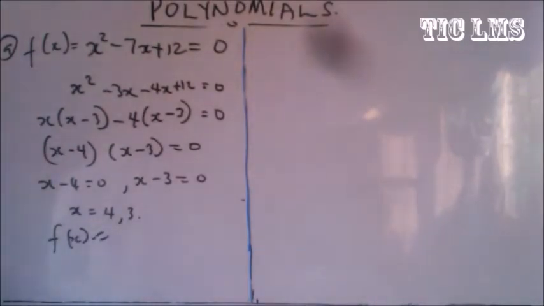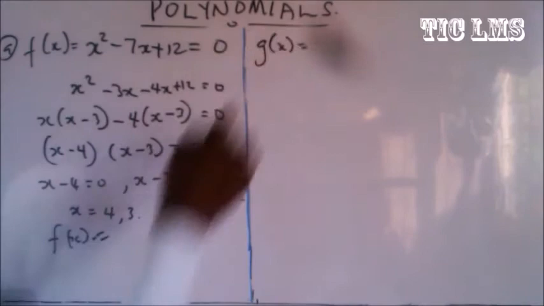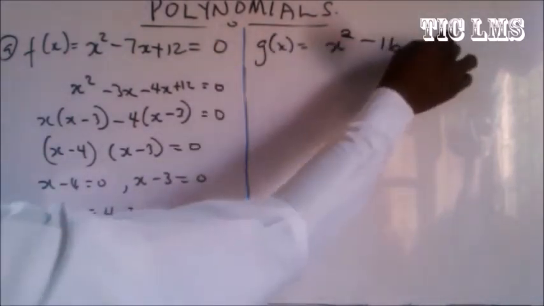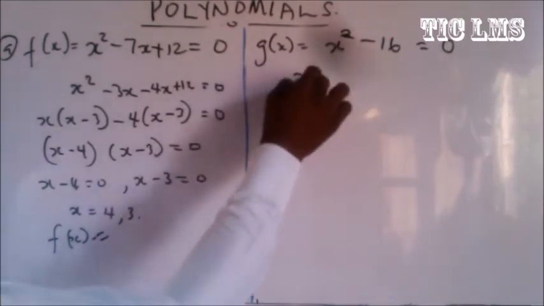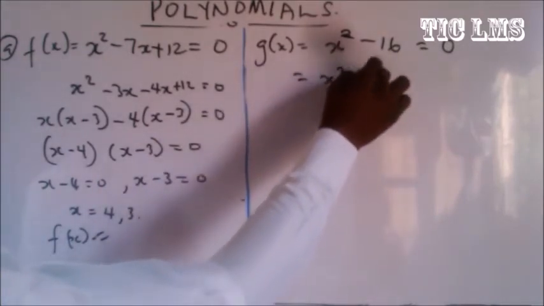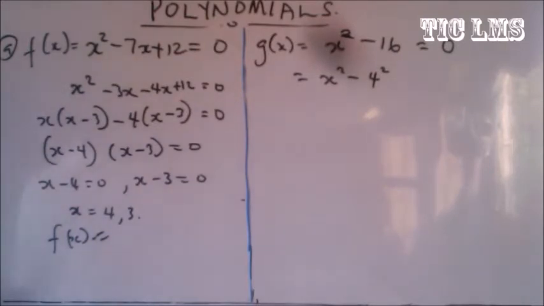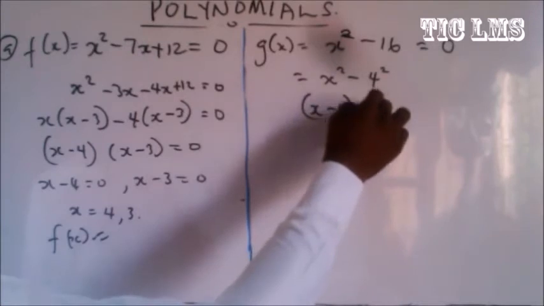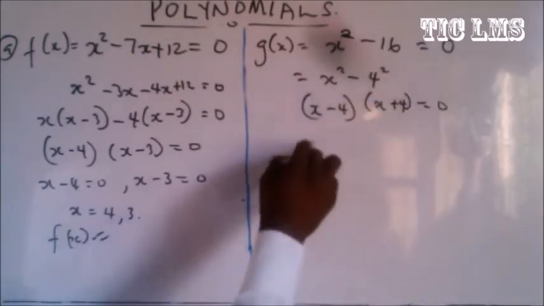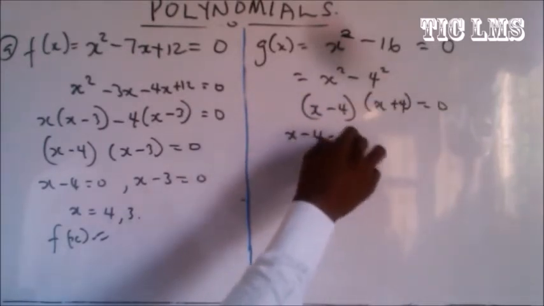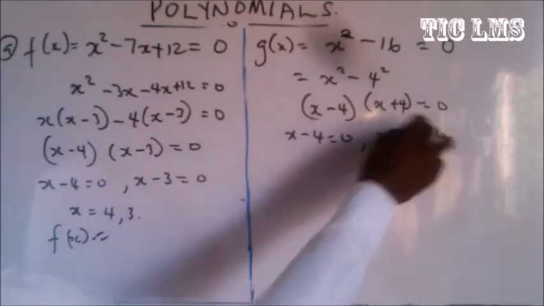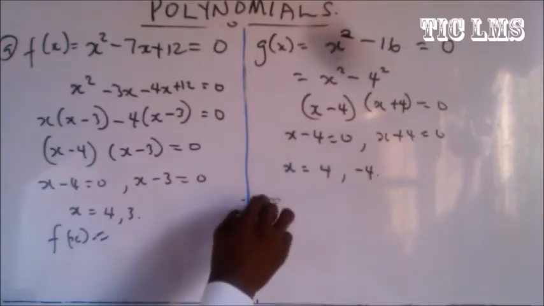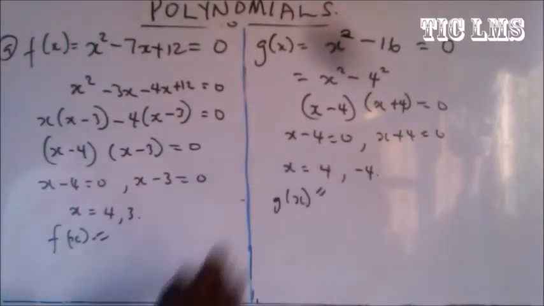And for b, we have g of x equal to x squared minus 16. So we equate this to 0. Now, this can become x squared minus 4 squared. This is an example of difference of two squares. And this means x minus 4 into bracket x plus 4 equal to 0. And so x minus 4 equal to 0 and x plus 4 equal to 0. So x equal to 4, minus 4. Hence, the zeros of g of x are 4, minus 4.